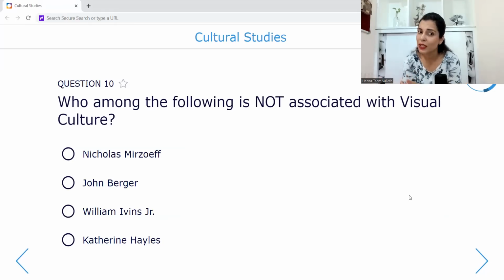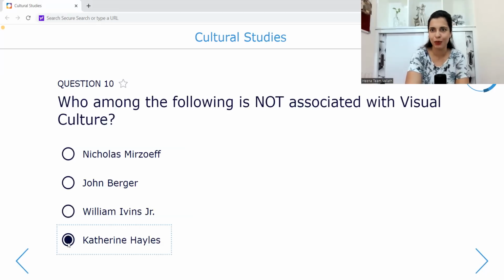Who is associated with it? Can you tell me? Nicholas Mirzoeff is connected. John Berger is connected. William Evans Jr. is connected. Catherine Hales is not connected with visual culture.